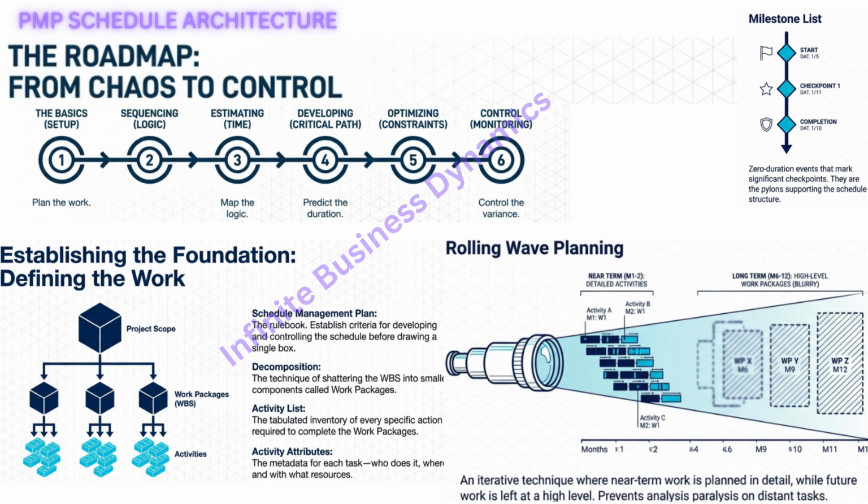It also defines your variance thresholds. You know, how late does a task have to be before we sound the alarm? If you don't write these rules down first, you're just making it up as you go. Okay, so we've got the rule book. Now we figure out the work.